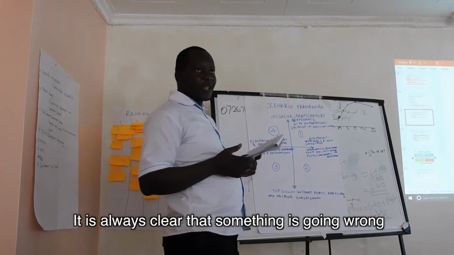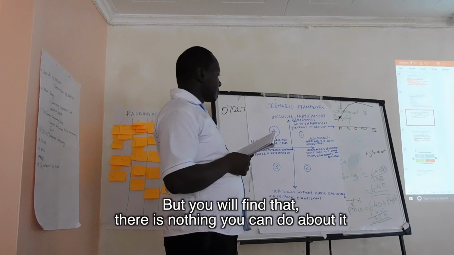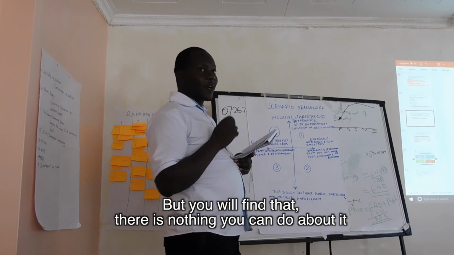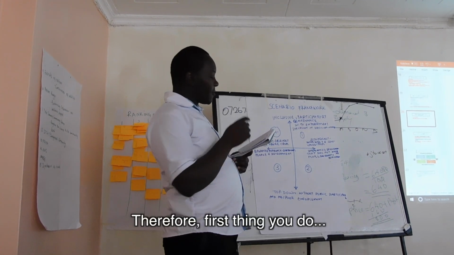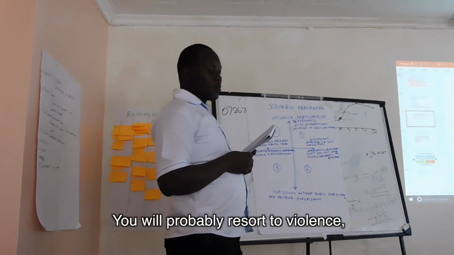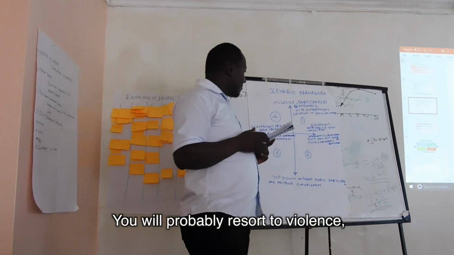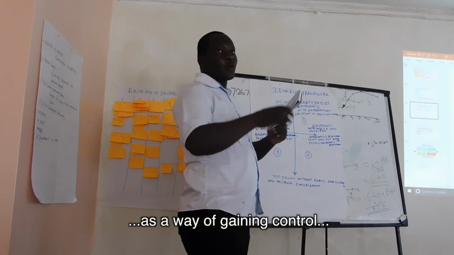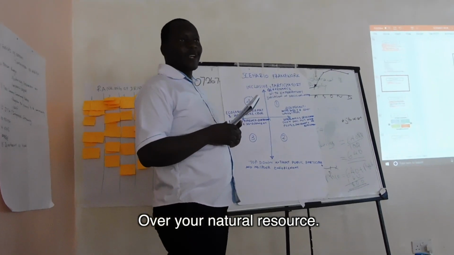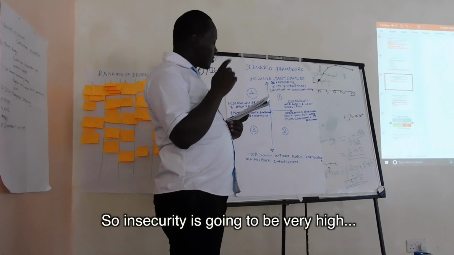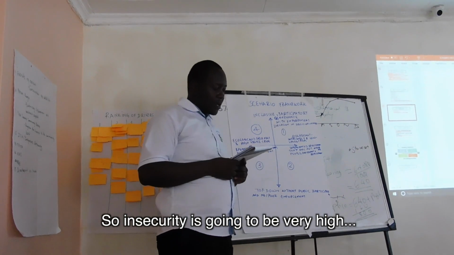In poor governance, it is always clear that something is going wrong, but you will find that there is nothing you can do about it. Therefore, the first thing you will probably do is resort to violence as a way of gaining control over your natural resource. So insecurity is going to be very high.